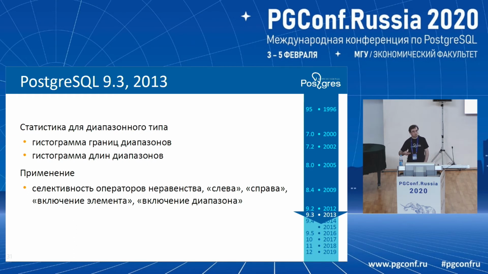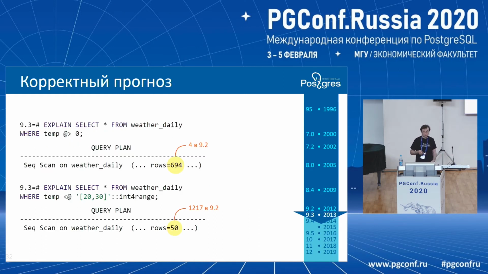And in version 9.3, this was further advanced, and they created statistics for various ranges. For ranges, we essentially don't have any elements, and everything that is collected is just a histogram: the histogram of the limits of these ranges, and then the histogram of the range lengths. And this also allows us to evaluate the selectivity.